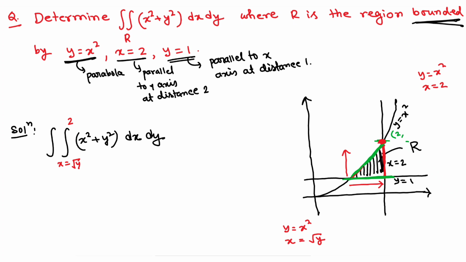So if I put x equals 2, you will get y equals 4. That means this is the straight line, and the equation is y equals 4. Yes or no? That means a straight line parallel to the x axis at a distance 4 from the x axis. So what will be the y limit? The y limit is y equals 1 to 4.